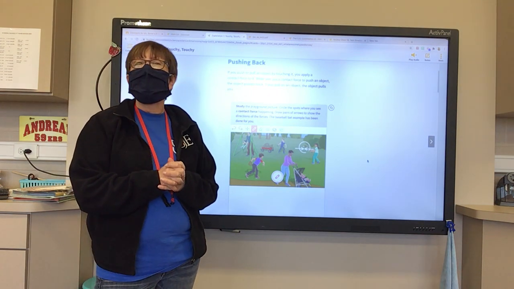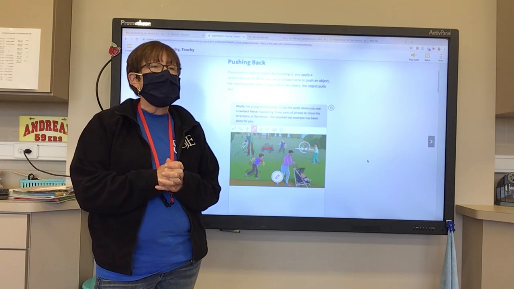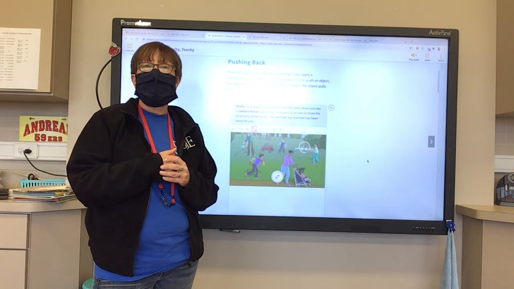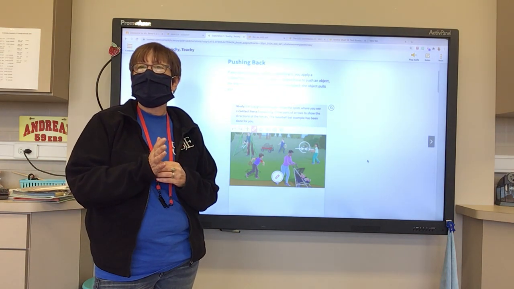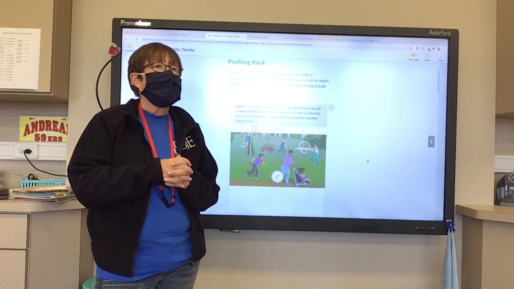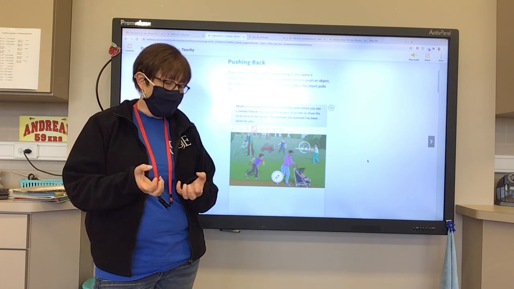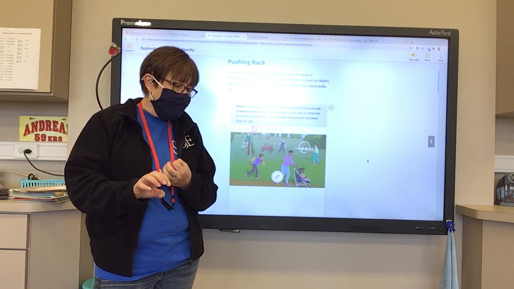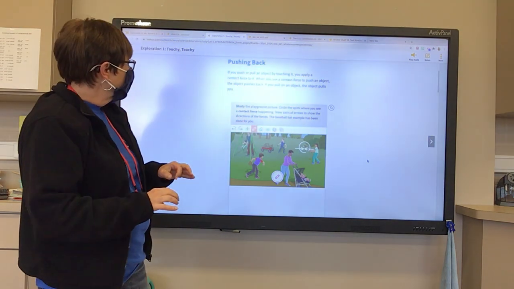Think of the air hockey game. What happens? Olive? If it hits the edge, it goes the other direction. It can go in a different direction. Very good. So, I want us to look at the pictures, okay?